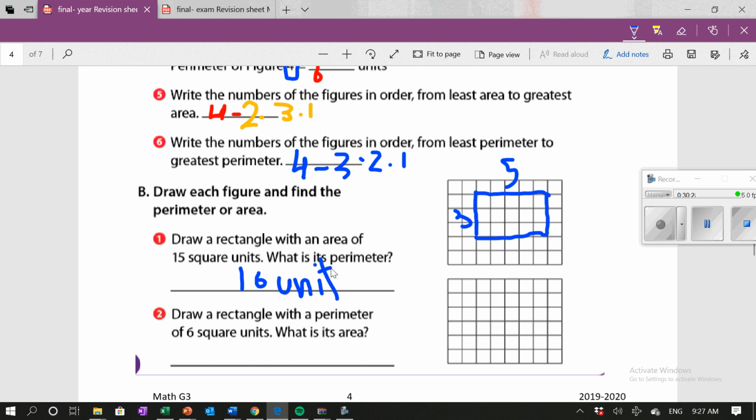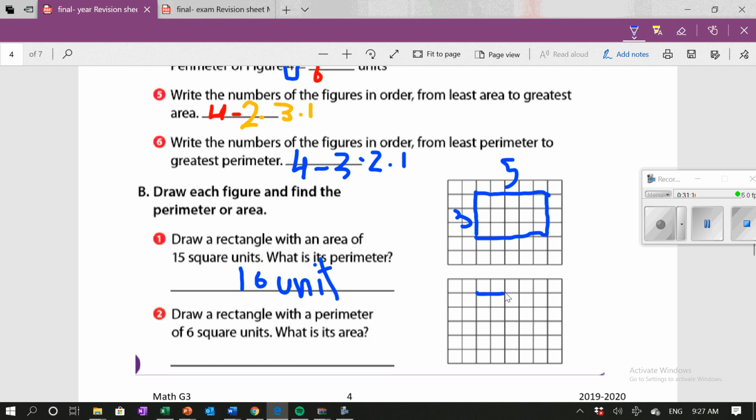Next. Now, number 2, draw a rectangle with a perimeter of 6 squares. So it's not an area, 6 squares. So we have to find the total number of sides will be 6. Yes, if I want the first one to be 3, 3, and the opposite for sure. No, we can't put 3. Maybe 2 and 2 will be 4. Yes.